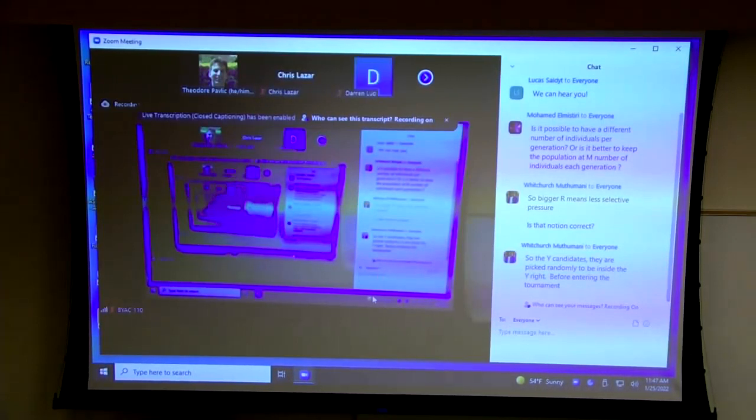Online I see a question: the Y candidates, are they picked randomly to be inside the Y before entering the tournament? That's right. The Y candidates are chosen randomly from the M candidates to play a part in the tournament. You get a tournament winner, and then the Y candidates go back, and then you get a new random set of Y candidates after that.